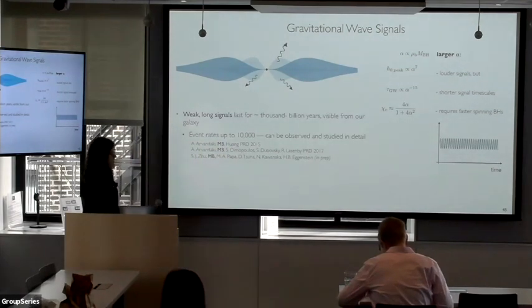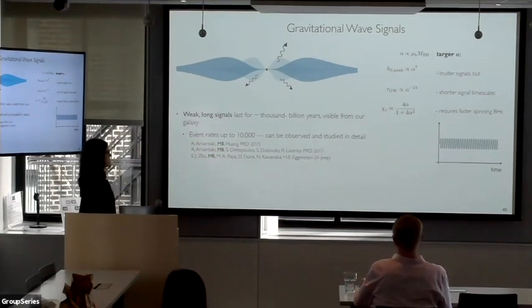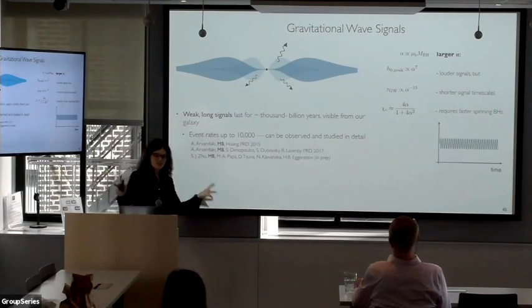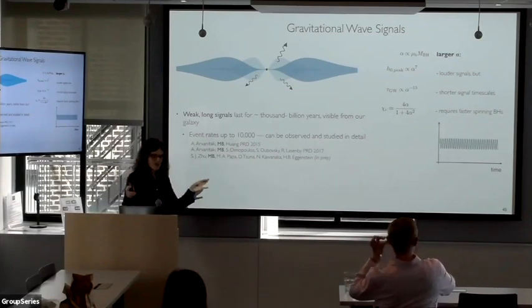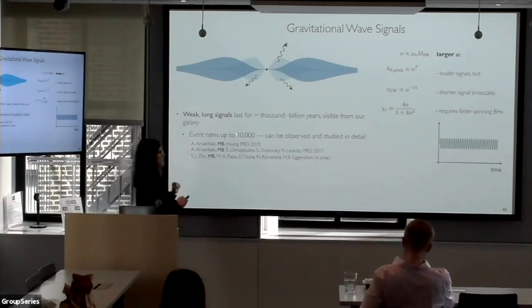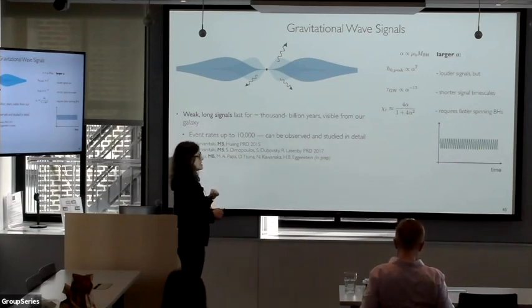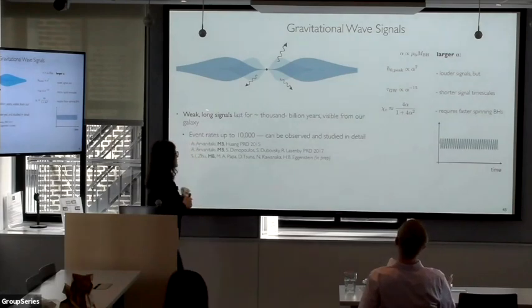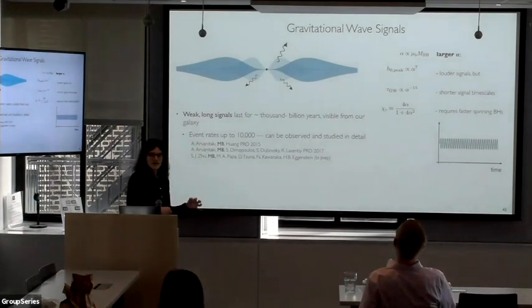So this very fast parametric dependence means that there's two broad classes of signatures. There's very weak, long signals, which can last for thousands or even billions of years, but they're quite weak, so they're only visible from black holes in our galaxy.